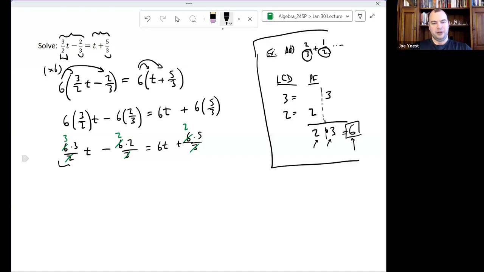So for this first term here, I've gotten rid of the fraction. I have 3 times 3 is 9t. Minus 2 times 2, or minus 4. 6t. That one turned out pretty easy from the beginning. Plus 2 times 5 is 10.